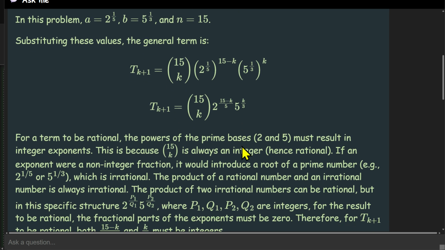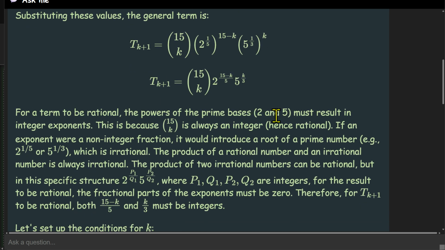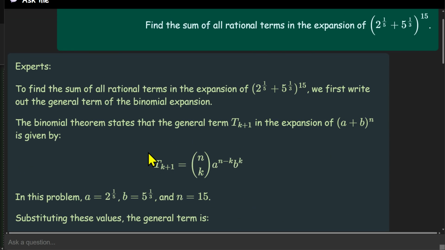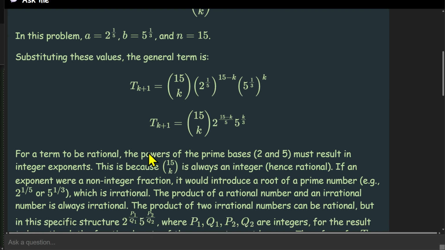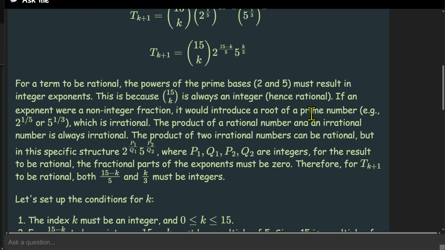क्लियर है. अभी देखो, फॉर अ टर्म टू बी अ रैशनल द पावर ऑफ द प्राइम बेस 2 and 5 must be an integer exponent. This is because 15Ck is always an integer, hence rational. If an exponent were a non-integer fraction, it would introduce a root of the prime number, which is irrational. इसलिए sum of all rational terms किया है वहाँ पे. देखो प्राइम नंबर मतलब we introduce the root of the prime number. एग्जाम्पल के तौर पर 2 to the power 1/5, 2 to the power 1/3 which is irrational है. The product of a rational number and an irrational number is always irrational.